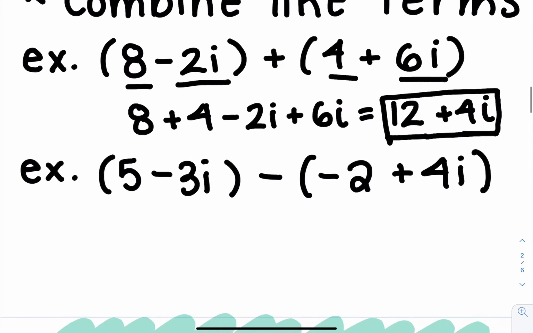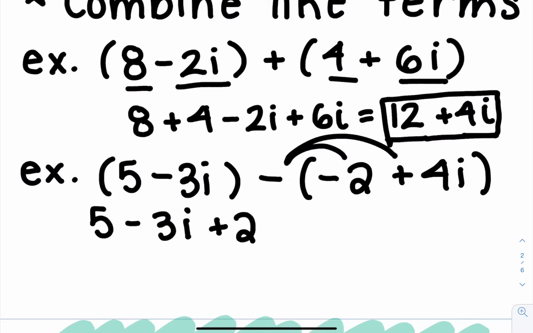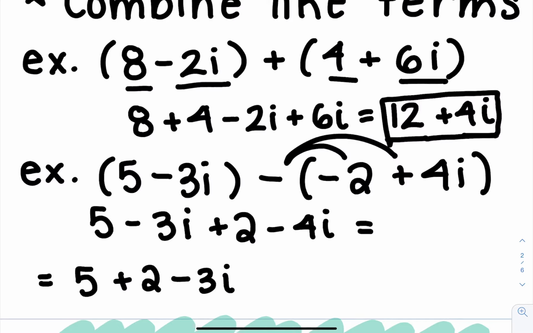If I'm subtracting, the one thing I have to be careful of is this minus sign. I have to remember to distribute to both the terms so that they're both being subtracted. So first off, I can say 5 minus 3i, and now minus -2 becomes plus 2, minus 4i becomes minus 4i. Now I'm going to combine like terms, so I will combine the 5 plus 2, and then I'll write the imaginary terms, so that minus 3i minus 4i. And finally, I combine 5 plus 2 is 7, minus 3i minus 4i is minus 7i.